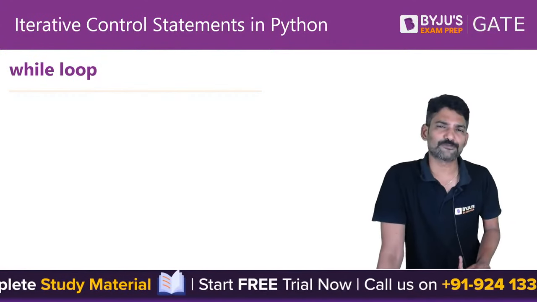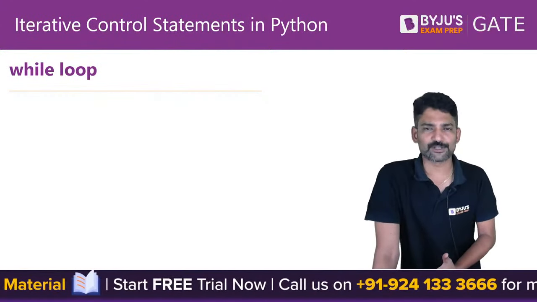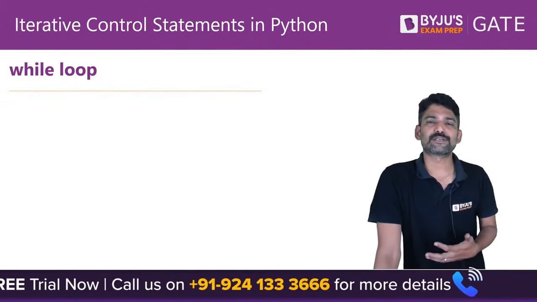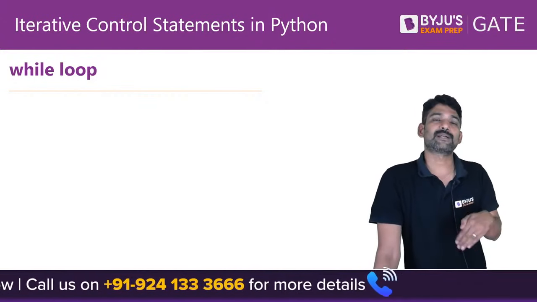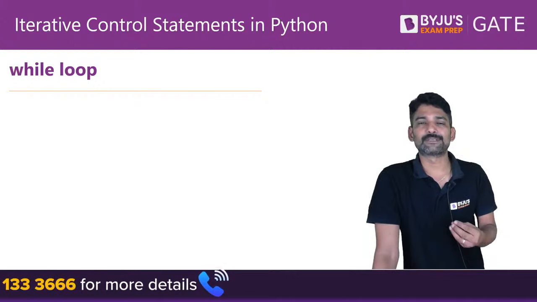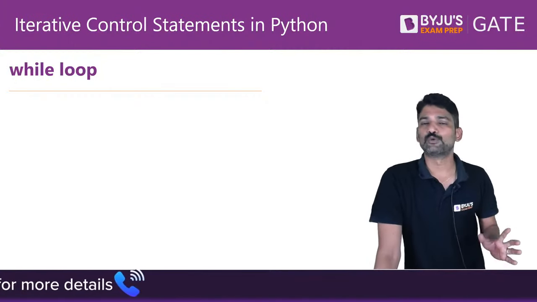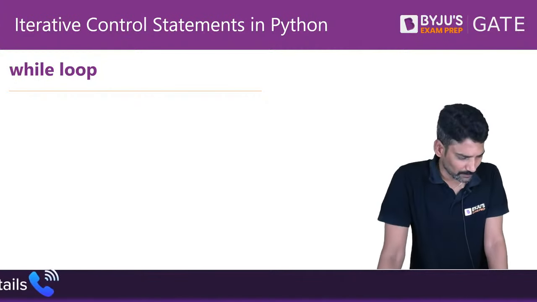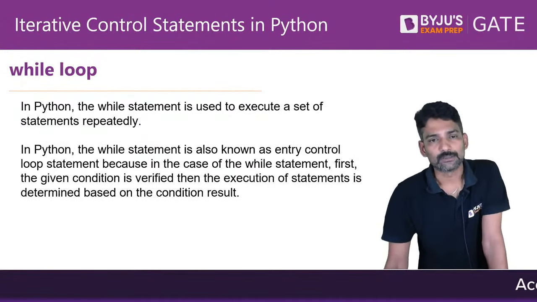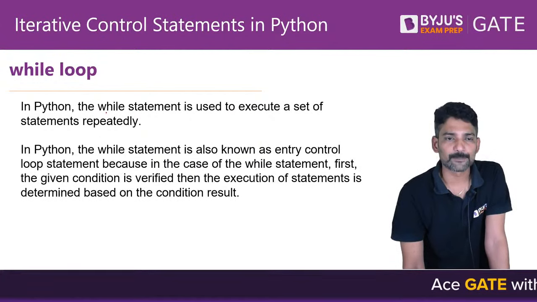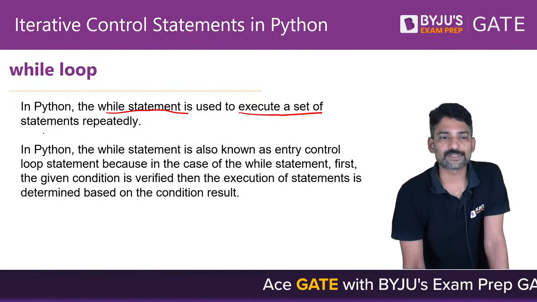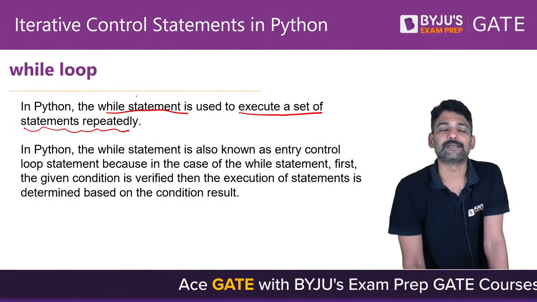So how do we write a while loop? What is the nature of the while loop? We write a certain condition in the while. Until that condition is true, the statements in the while get executed. Whenever the condition is false, the loop will stop execution. So in Python, the while statement is used to execute a set of statements repeatedly.